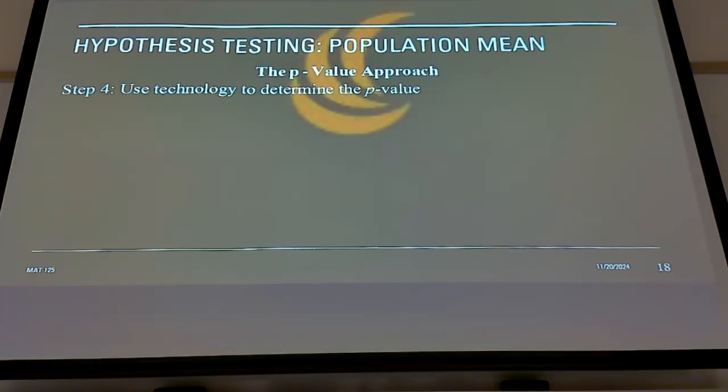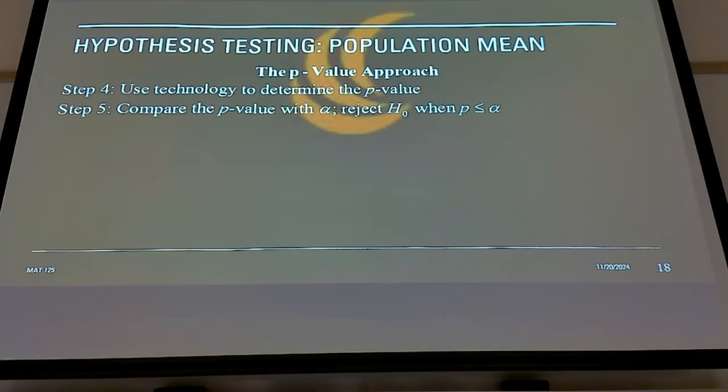Then you determine your p-value. This is done using technology. The p-value represents the probability of your statistic being in the rejection region. You then compare it to alpha, your significance level.